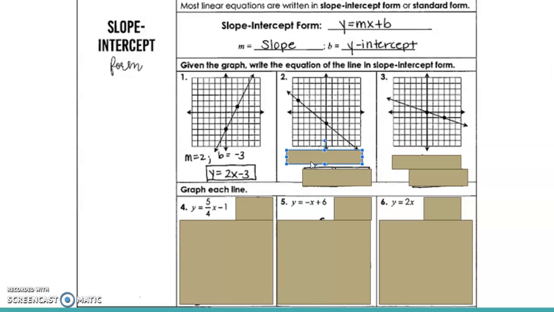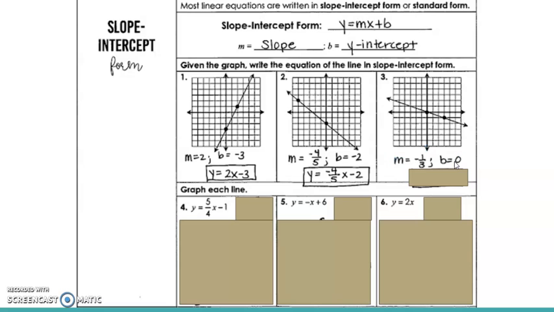Number 2 can be done the same way. So my slope is -4/5. Remember, if I have a negative line, my slope needs to be negative. And that y-intercept is -2. So the equation of the line is y equals -4/5 x minus 2.